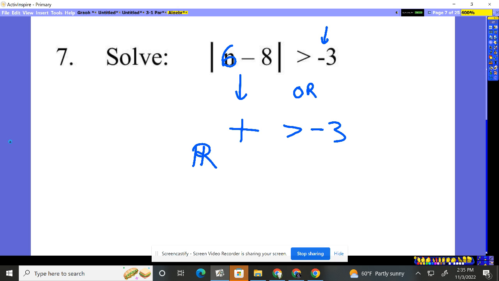Check it out. Plug in 6. 6 minus 8 is -2, but the absolute value of a -2 is what? Well, right up there is a +2, and +2 is bigger than -3. So the solution to number 7 we must realize is all real numbers. If this had been going the other way, a positive number is never smaller than -3, then nobody would have worked.